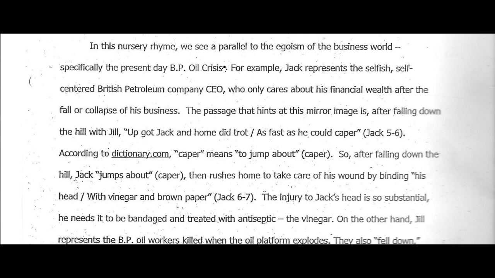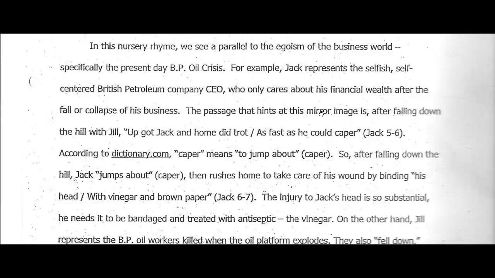My next sentence begins with the words, for example. Your second sentence will begin with, for example. Jack represents the selfish, self-centered British Petroleum Company CEO who only cares about his financial wealth after the fall or collapse of his business. So immediately I've told you Jack represents the bad guys. Now I need to prove it. The passage that hints at this mirror image, and for this assignment, if you would like to use the phrase hints at this mirror image, I will not consider it plagiarism.